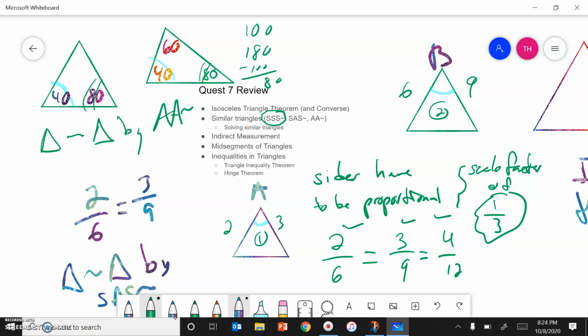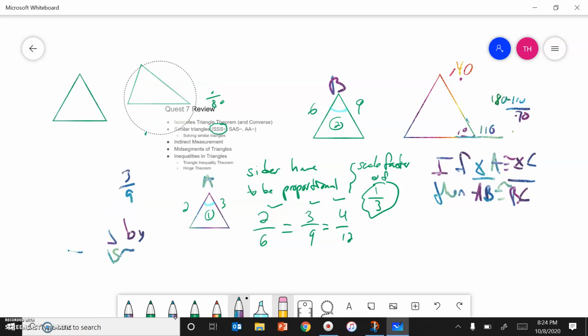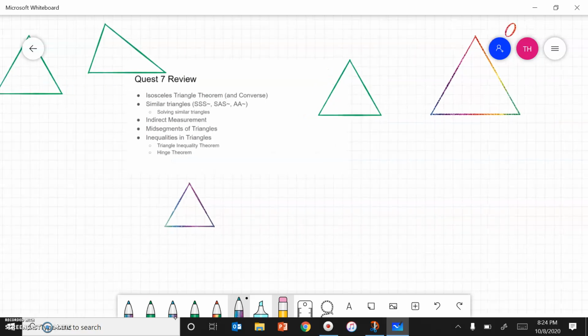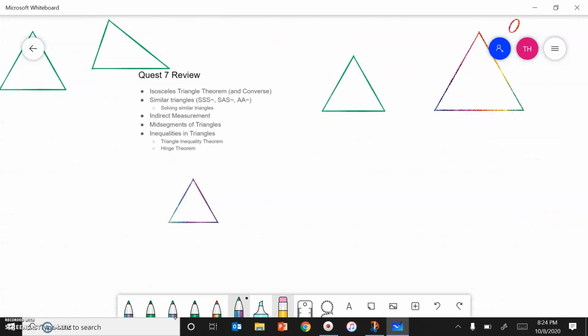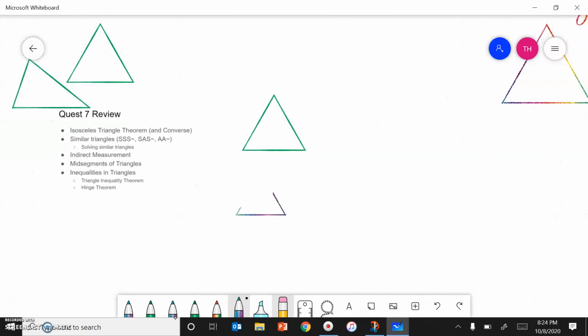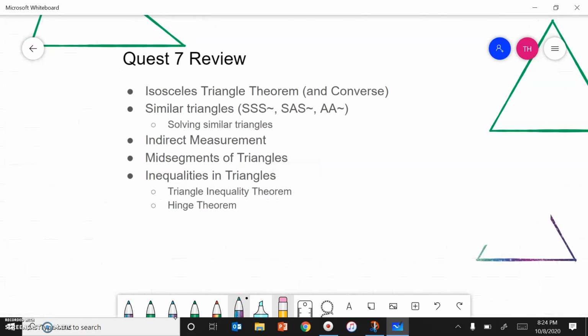And then once we said, hey guys, we have similar triangles, the properties of those similar triangles could then be used for indirect measurement. And there were 4 different types of indirect measurement. We talked about the shadow problem.